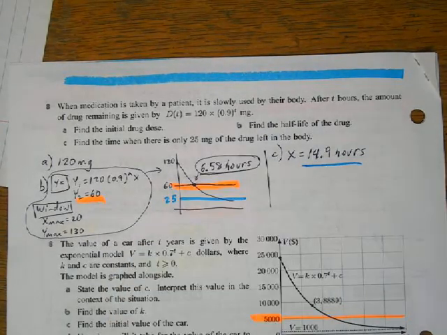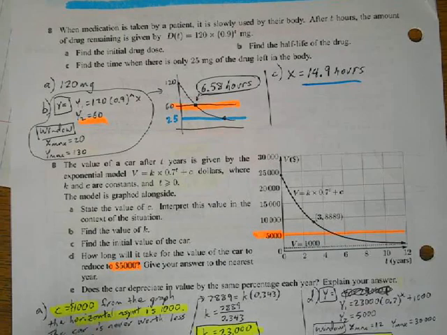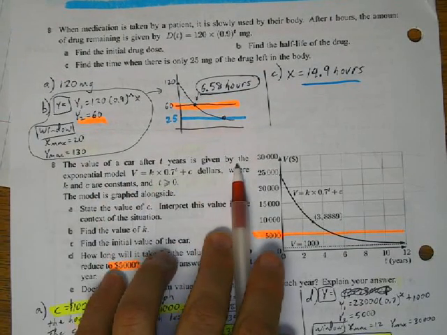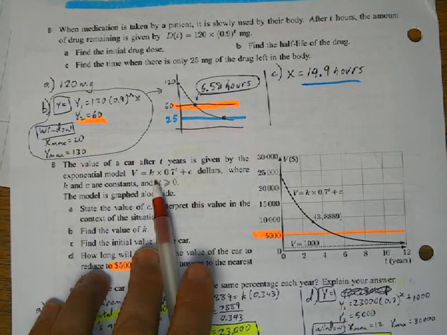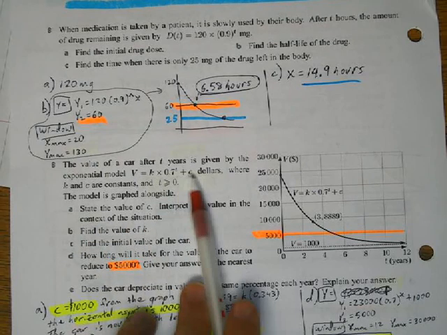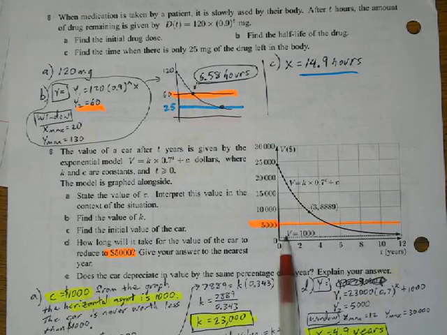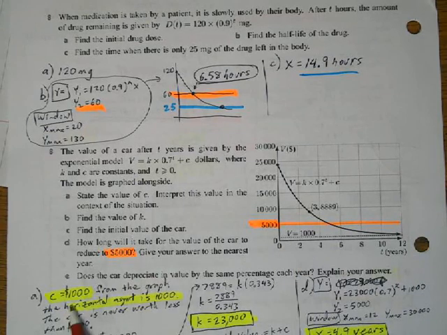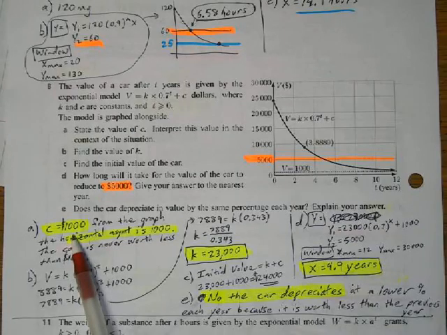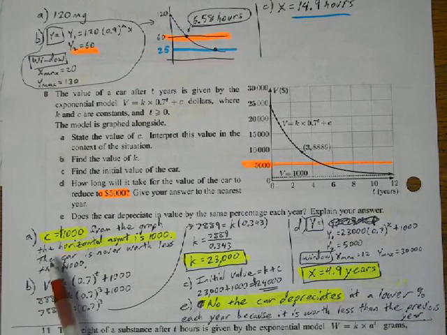Okay, last question. The value of the cars after t years, I had this formula. State the value of c in this formula. So you can look at the graph and you can see that we have a horizontal asymptote at 1,000. So I know that c is going to be 1,000, and what does that represent? So this represents that the car is never going to be worth less than 1,000.